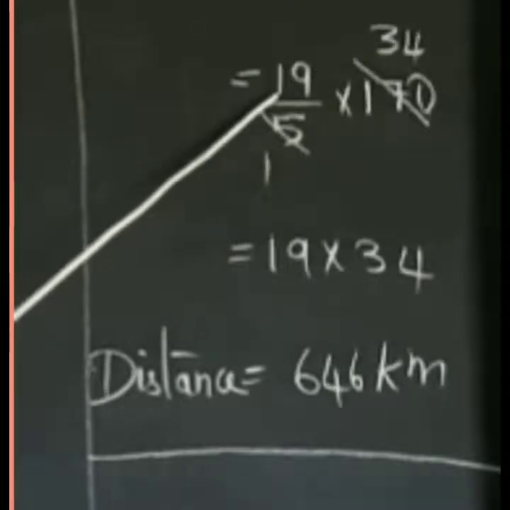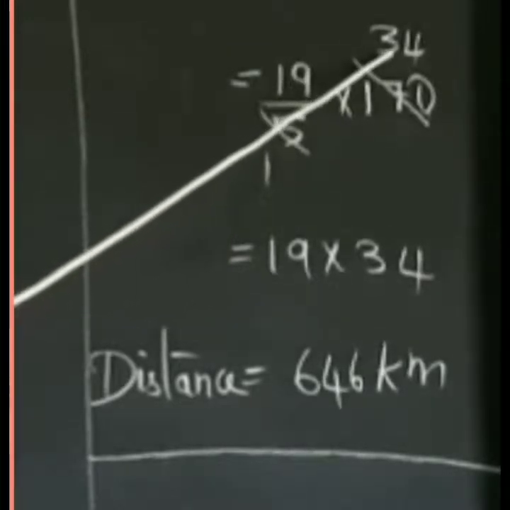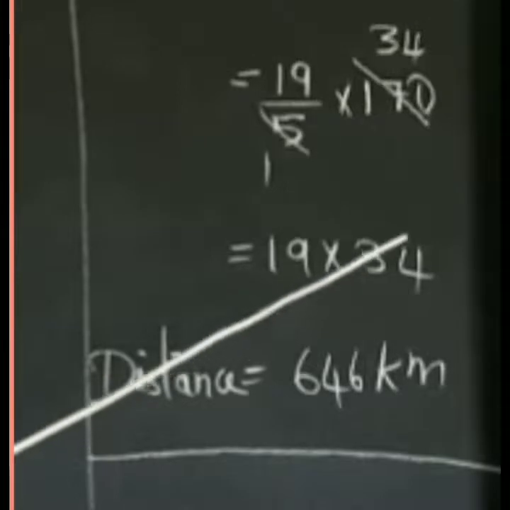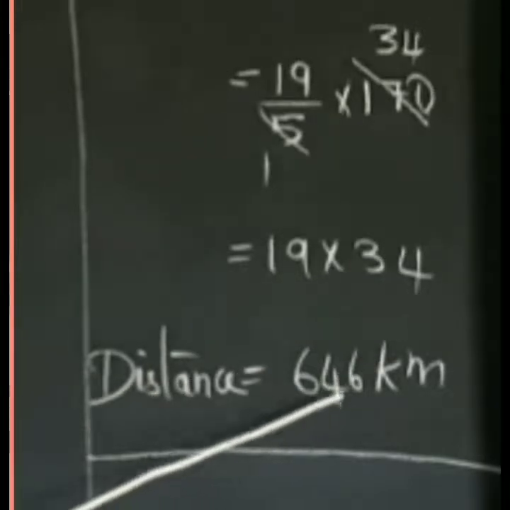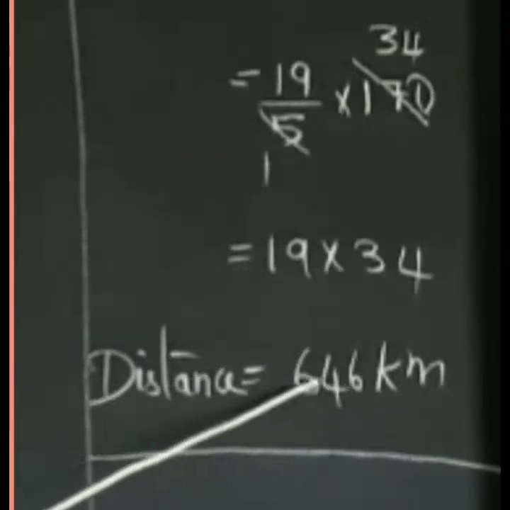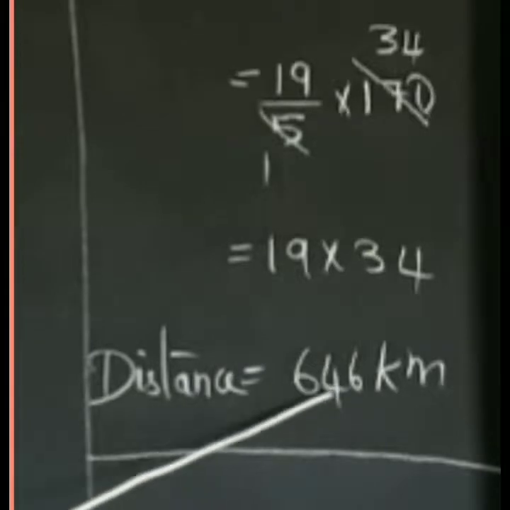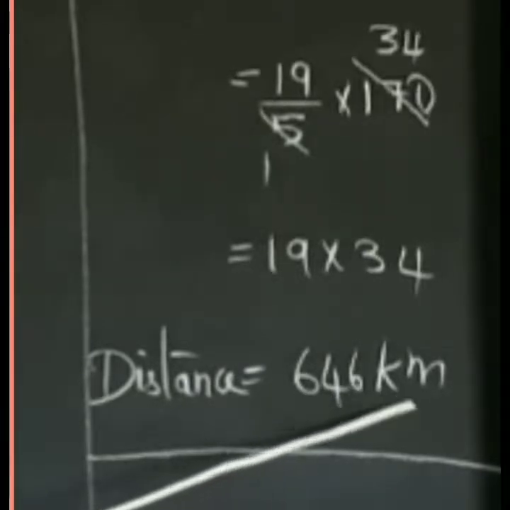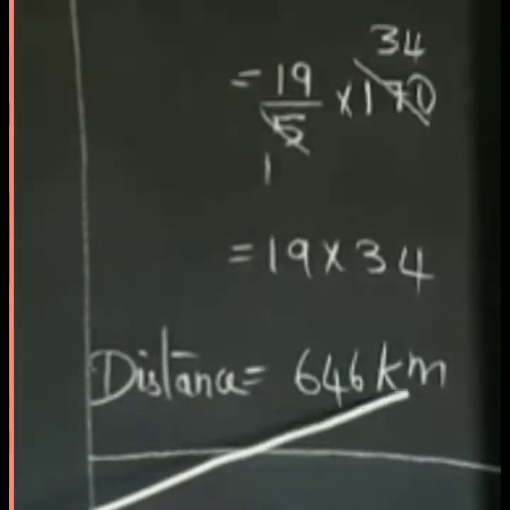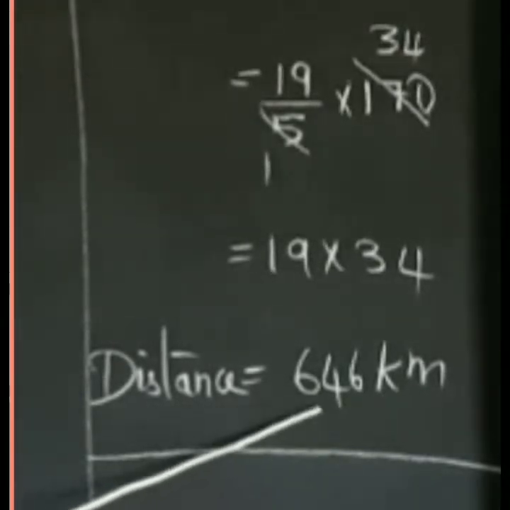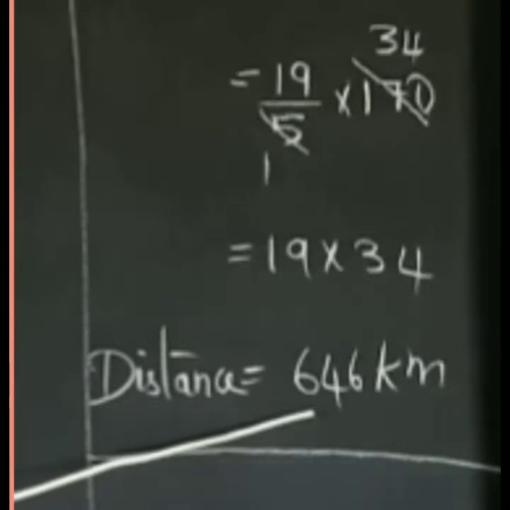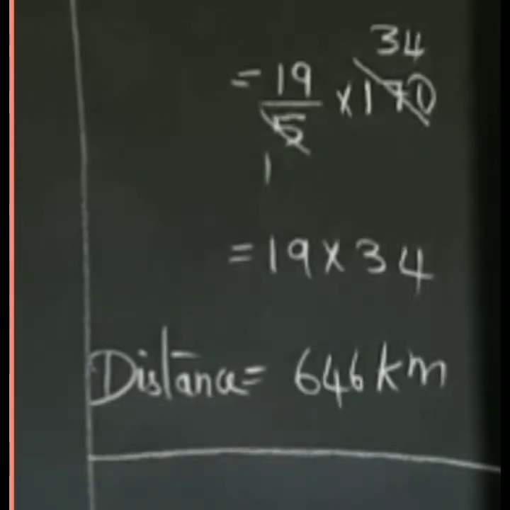So multiply the numerator 19 into 34. So 19 into 34, if you multiply these two numbers, you get the answer 646 kilometer. Distance means compulsorily you have to mention the unit kilometer. So the distance in 3 4/5 hours is 646 kilometer. This is your answer.